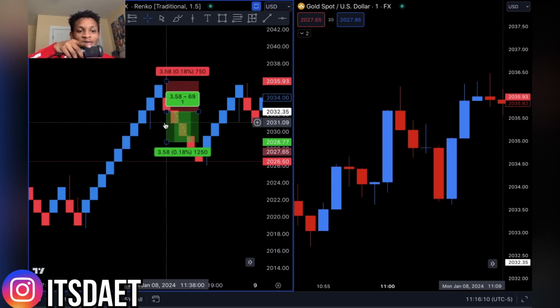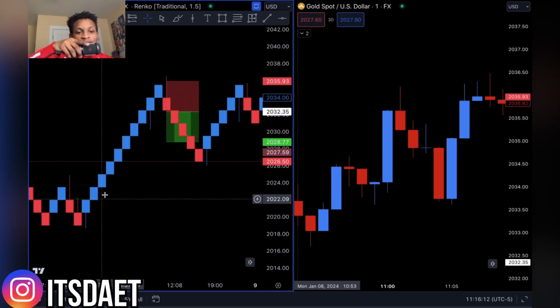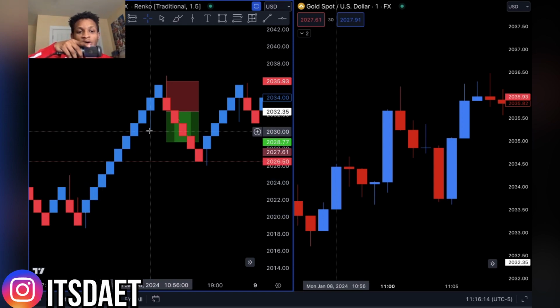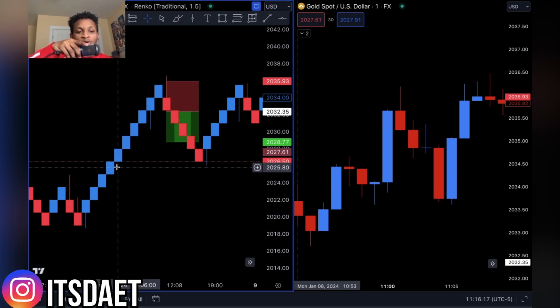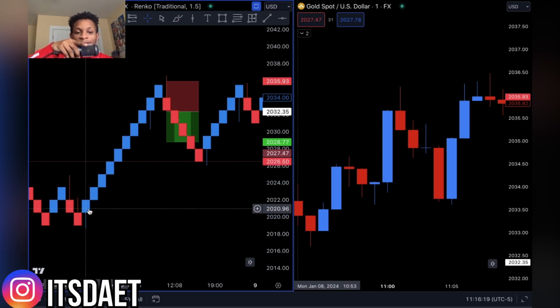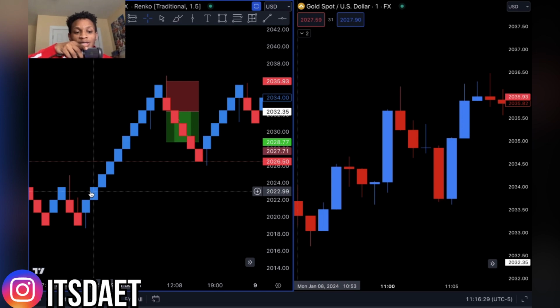For example, if I know that these bricks are set to 15 pips each time, so when it makes a blue brick, it goes up 15 pips. If I know that for a fact, and let's say I want to target 10 pips, all I have to do is get another brick, and then I win my trade. You know what I'm saying? So please backtest the TPs and stop losses on what's going to be good for you, your brick size. That's why it all comes together.